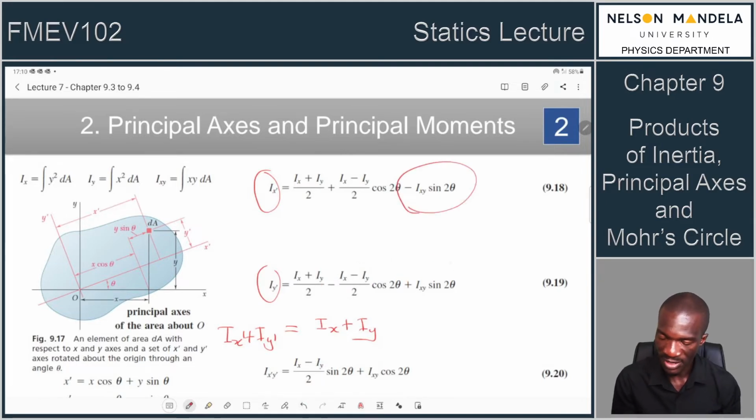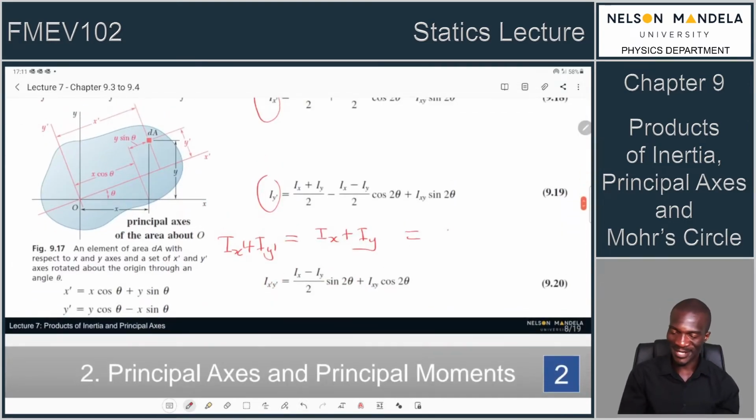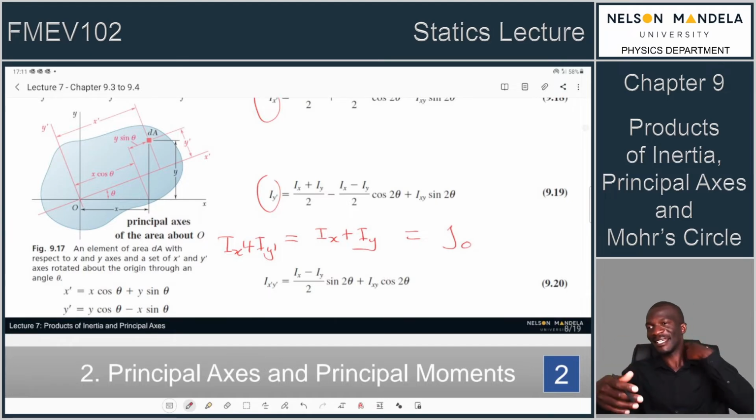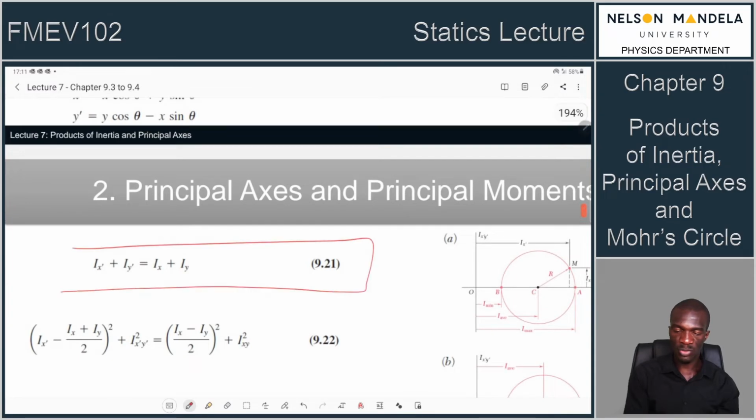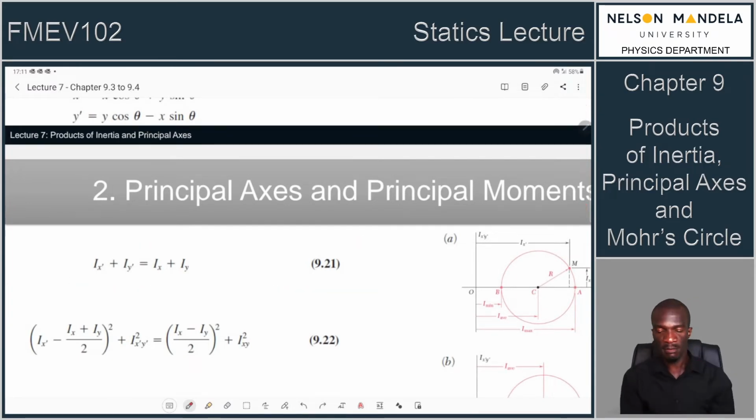The same applies for the product of inertia. So this equation is just a consequence of adding 9.18 to 9.19. And as you can see, this basically just is the polar moment of inertia. And the polar moment of inertia is just the same, right? It's just the same whichever axis. So this is basically equation 9.21, where we have added the moment of inertia in the x prime axis to the moment of inertia in the y prime axis. It's one and the same. If you sum them, you get the very same value. That's cool, isn't it? That's very interesting.